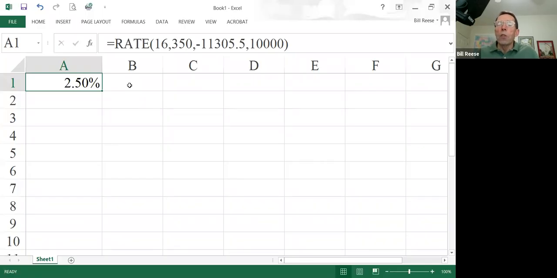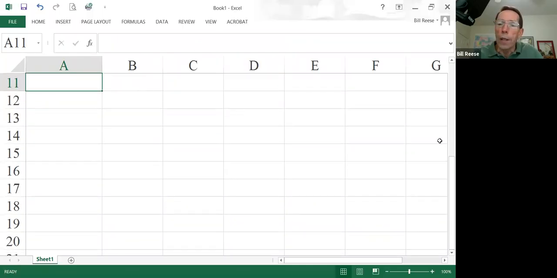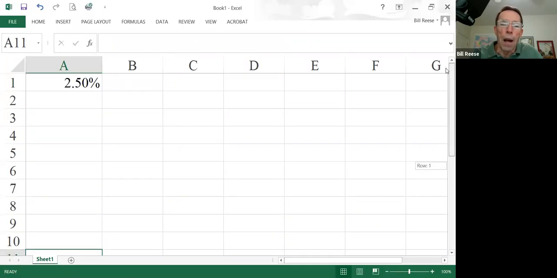However, when you use the term yield to maturity or yield, it's understood in the finance community that you're talking about an annual number. So if you tell someone the yield on this bond was 2.5%, they would think you meant 2.5% per year, not 2.5% per semi-annual period. So we know this is the semi-annual yield that Excel calculated for us. In order to find the yield as an annual number, very simple. All we need to do is multiply that number by 2.